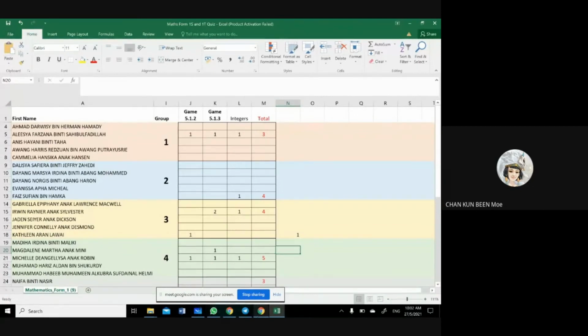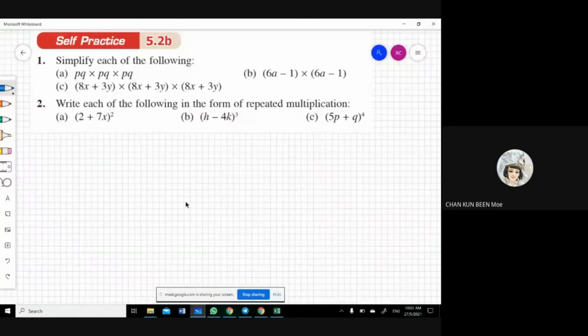So I continue with the question. I simply choose only, okay, C, 8x plus 3y. What is the answer for this one? 8x plus 3y cubed.